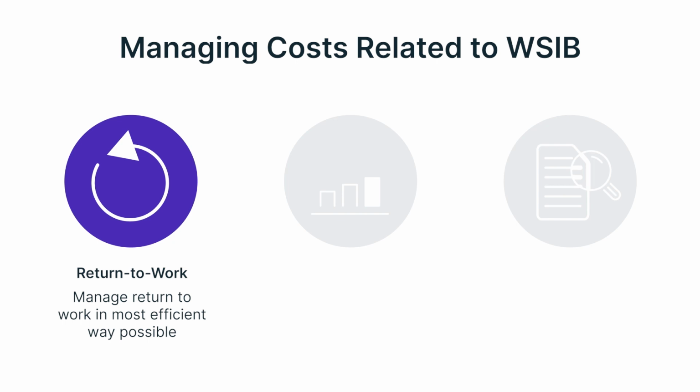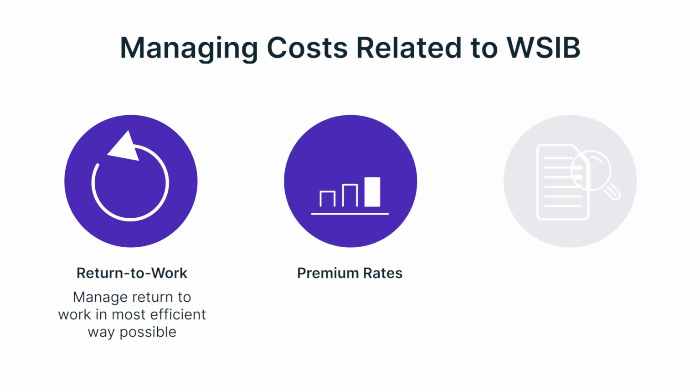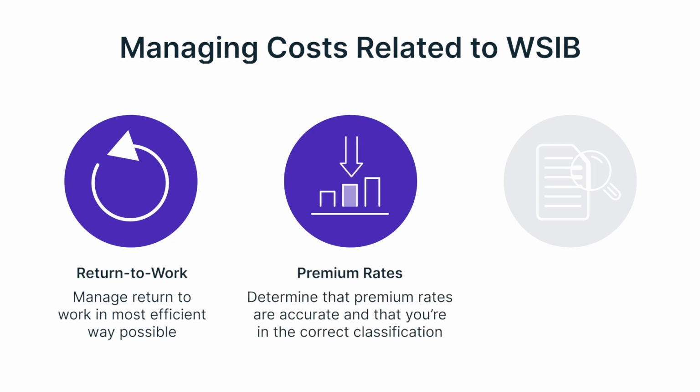The second big way to try and manage those claims costs is to ensure that our premium rates, which are all related to what I'm going to call classifications, are accurate. The WSIB changed a lot of its terminology a couple of years ago, but we need to make sure that we're actually in the proper classification that we should be based on our business activities.